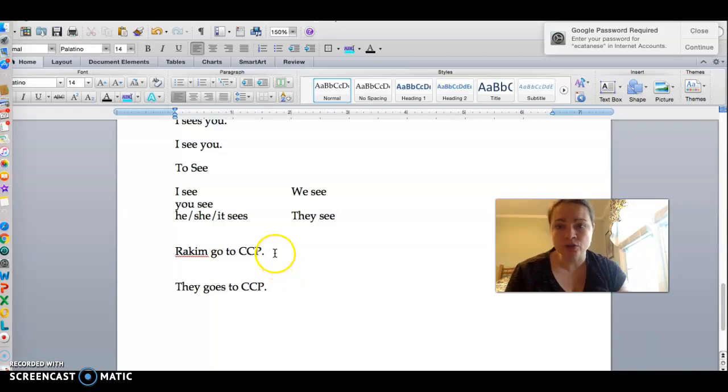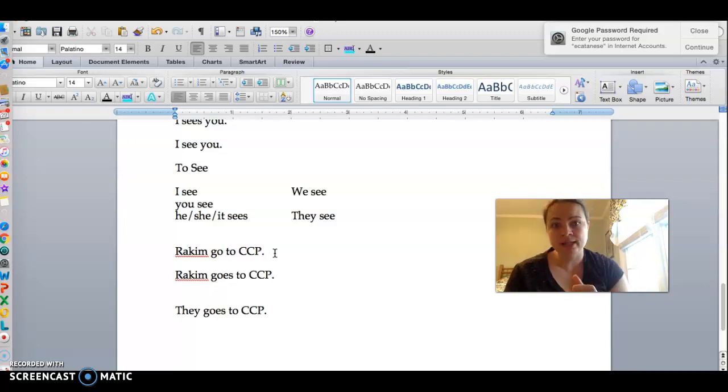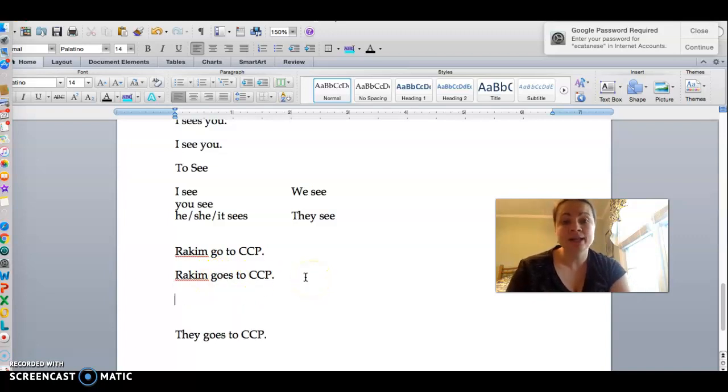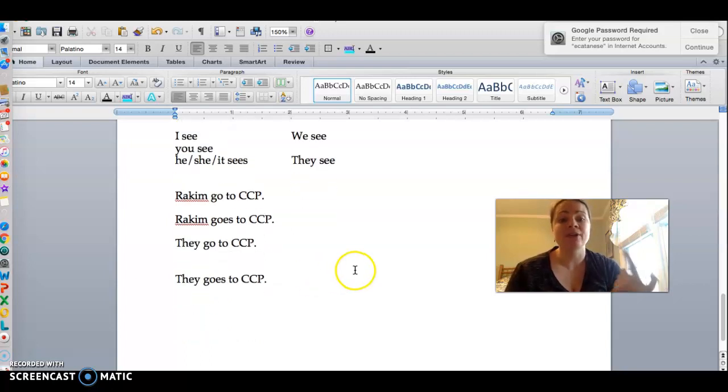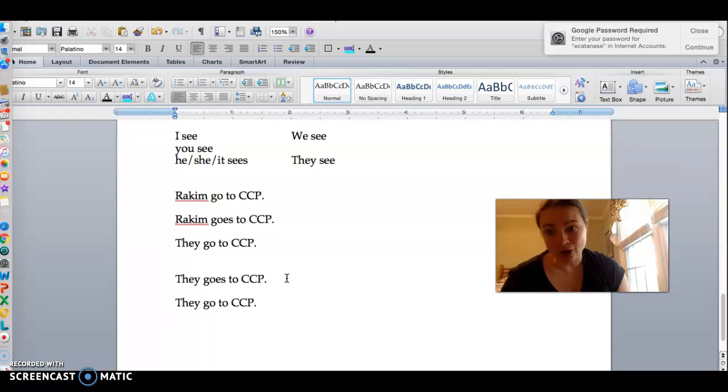Okay, Rakim go to CCP. This should be Rakim goes to CCP. So the third person singular, the singular subject, Rakim, needs to have a singular verb, which in this case is goes. If you wanted it to be go, it would be they go to CCP. And this is in fact what we have in our last example here. They goes to CCP. They go to CCP because they is plural, and then the verb form go is plural.